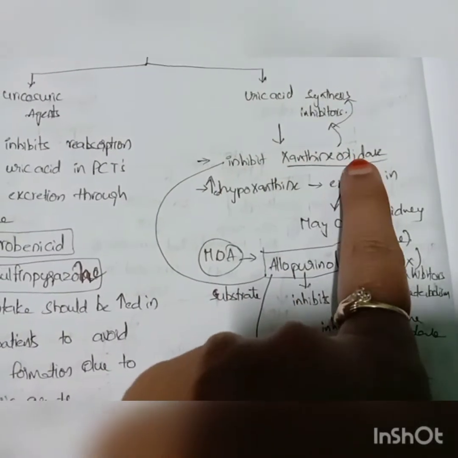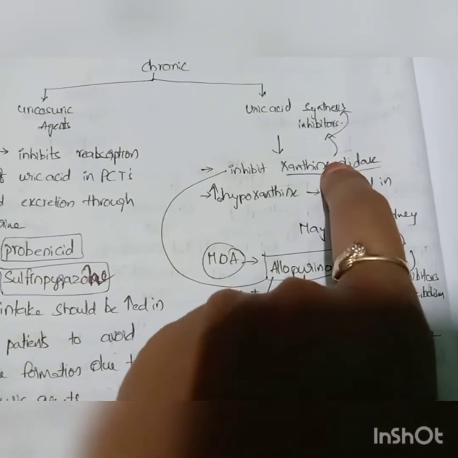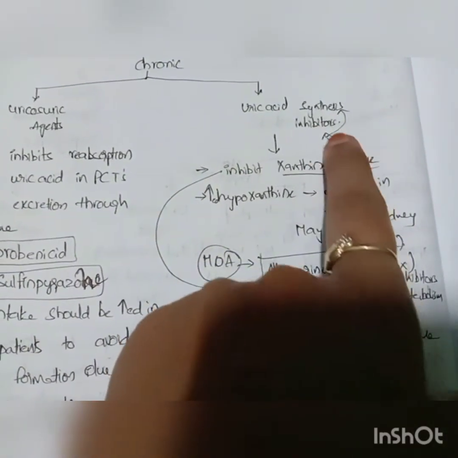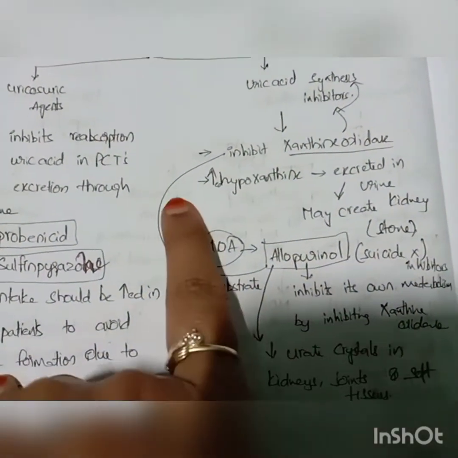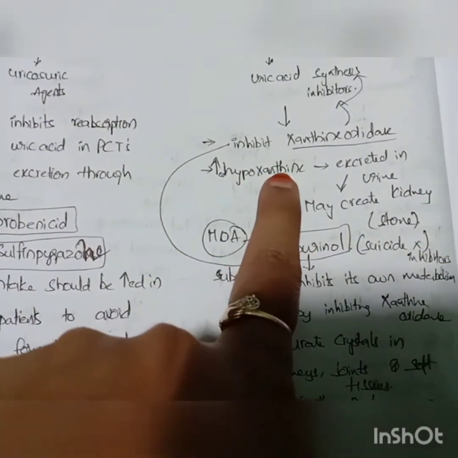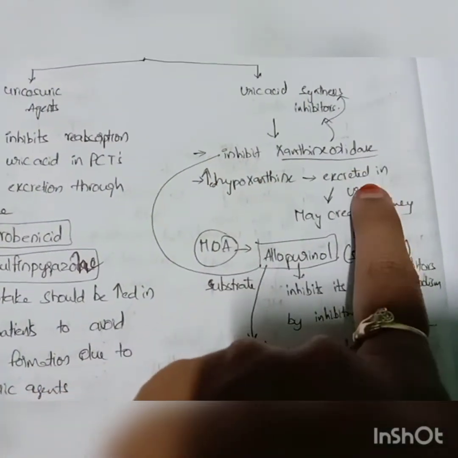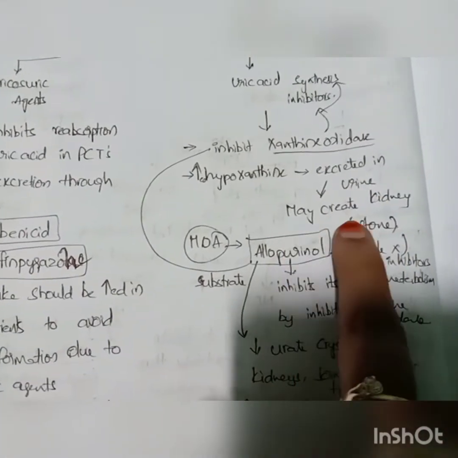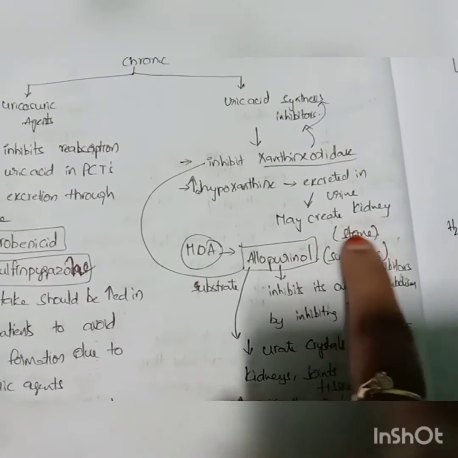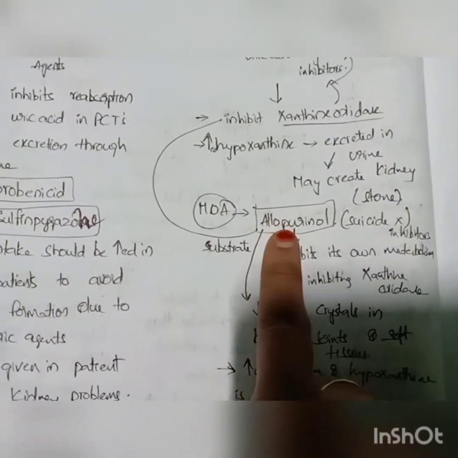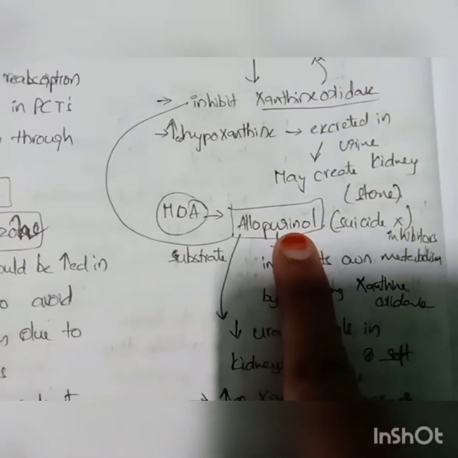This inhibits xanthine oxidase, which leads to inhibition of the synthesis of uric acid. So increased hypoxanthine will be there, which is excreted in urine. This may lead to stones which are formed in the kidneys. One example for this is allopurinol, which is given in our syllabus. We have to see the synthesis for this allopurinol also.